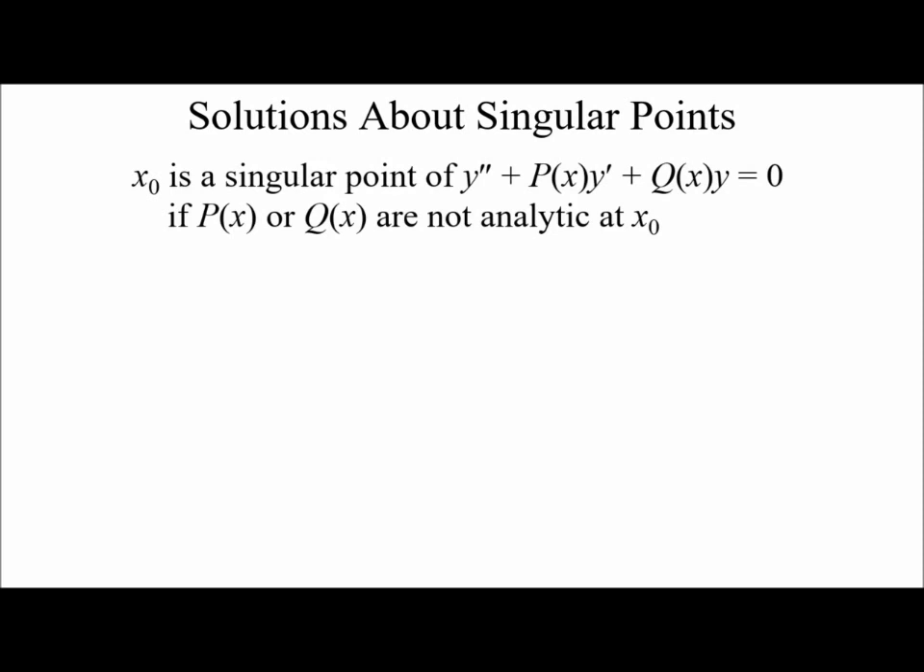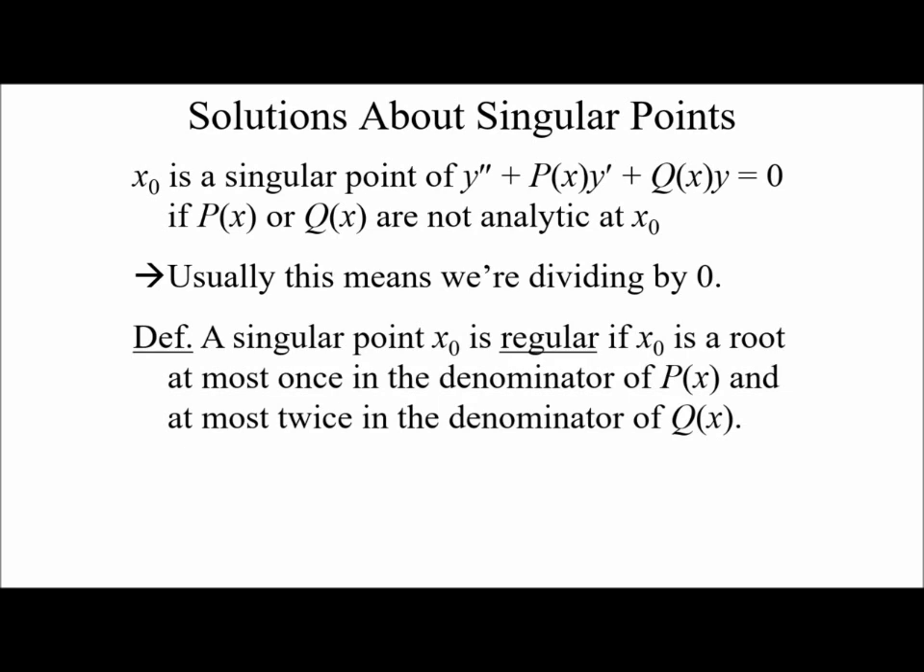So x naught is a singular point if p of x or q of x is not analytic at x naught. Again, that means p of x or q of x, or maybe both, are not nice at x naught. Usually this means dividing by zero. Notice the lead coefficient is 1. If it's not, we would divide by that lead coefficient, and so p of x and q of x might be fractions. If we plug in a value of x that makes us divide by zero, we call that a singular point.